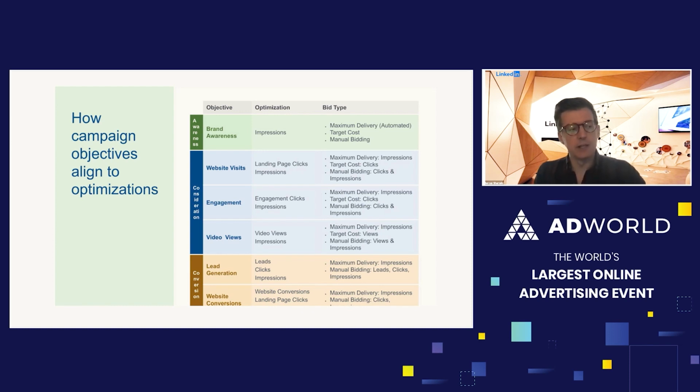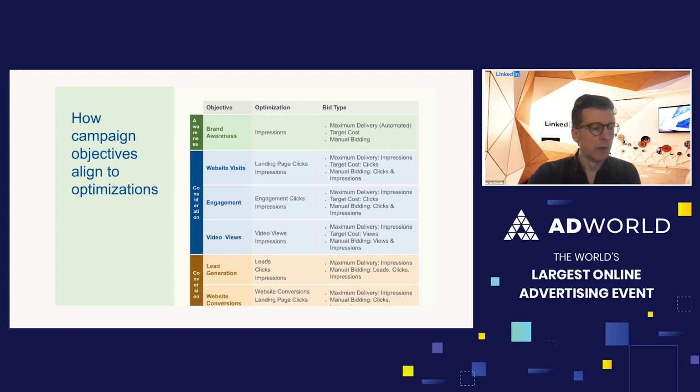If you're looking at the slide, the top would be upper funnel, brand awareness. Then the middle is website visits, engagement, video views, consideration, and then lead generation and website conversions. That's more conversions, lower funnel. As I say, feel free to connect with me on LinkedIn, and I would be happy to share with you a more detailed guide on how to set that up, and what things are taken into consideration in the auction process when you are optimizing your campaigns.